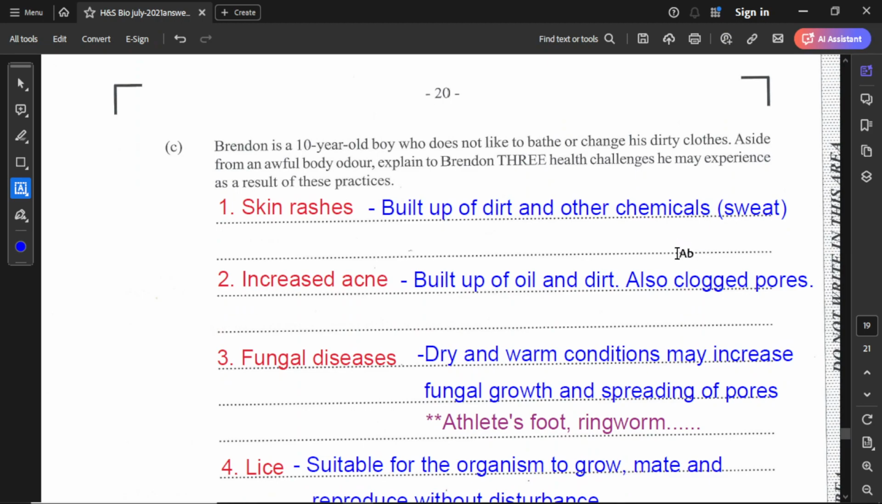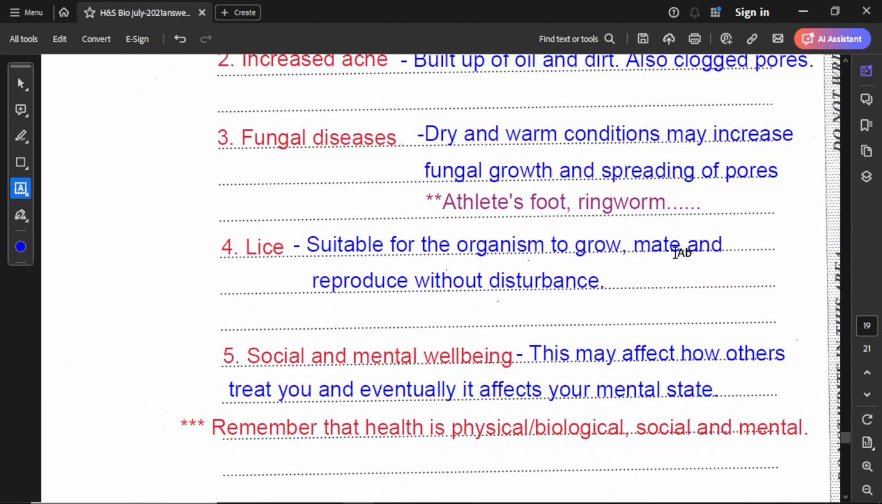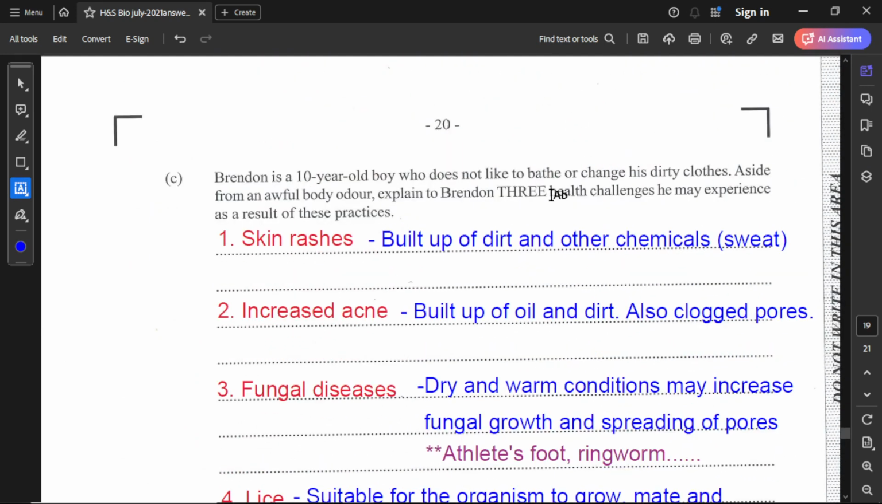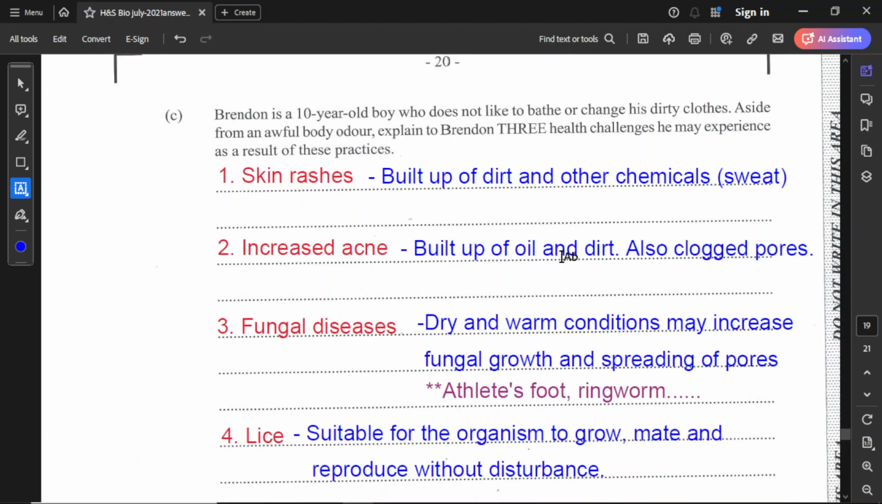A point to note, this is a 6-mark question, right? A whole 6 marks, but I'm going to show you something. What they expect you to do is to list the 3 challenges that they ask you for and explain each. So 1 mark for the challenge and another mark to explain it, right? And so yes, skin rashes because of buildup of dirt and other chemicals, including sweat.